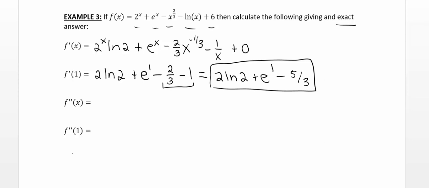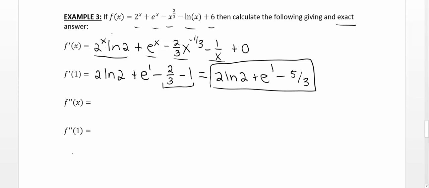Now let's check out the second derivative. So again, we go back to the first derivative and we want to take the derivative of each term that we had in our first derivative. Now let's start with 2 to the x times the natural log of 2. We have to use our constant multiple rule here because our function, 2 to the x, is multiplied by a constant, natural log of 2.